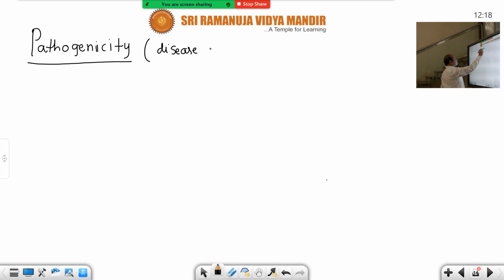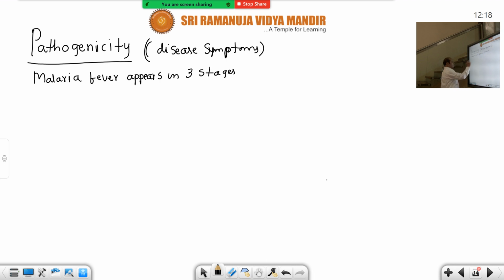The fever caused by Plasmodium is called malaria fever. This malaria fever appears in 3 stages. These 3 stages we can discuss separately. The first one is the cold stage. In the cold stage, 3 symptoms appear. The name itself says it, which is nothing but chill. Chill means shivering. Chill fever means fever with shivering.